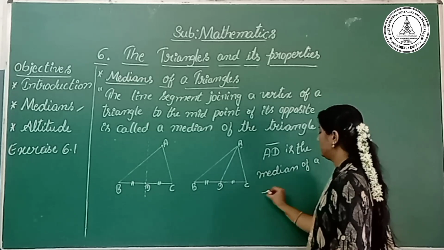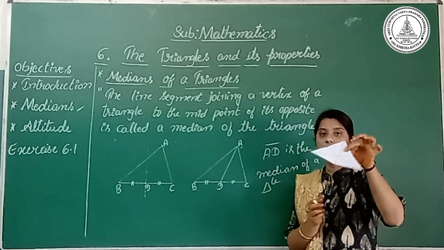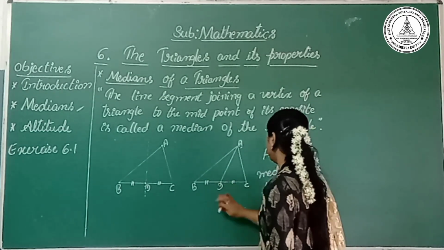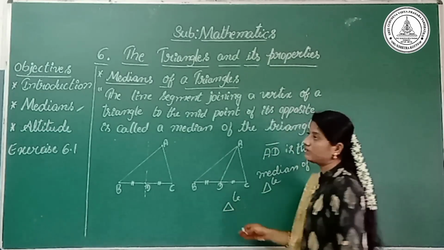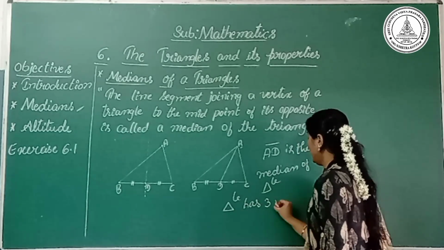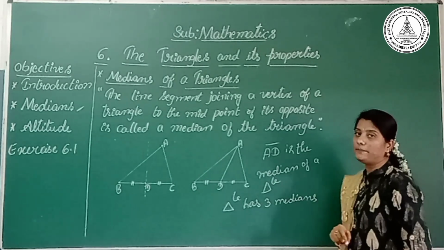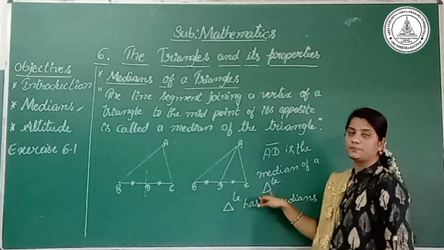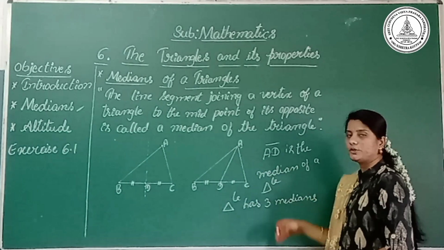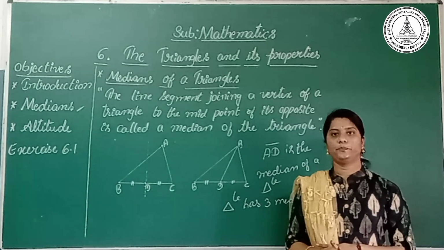Median of a triangle. You have seen that a triangle has three medians, right? Why does it have three medians? Can you tell me? Because a triangle has three vertex points and also three sides, so we can draw three medians in a triangle. Okay? Is it clear?